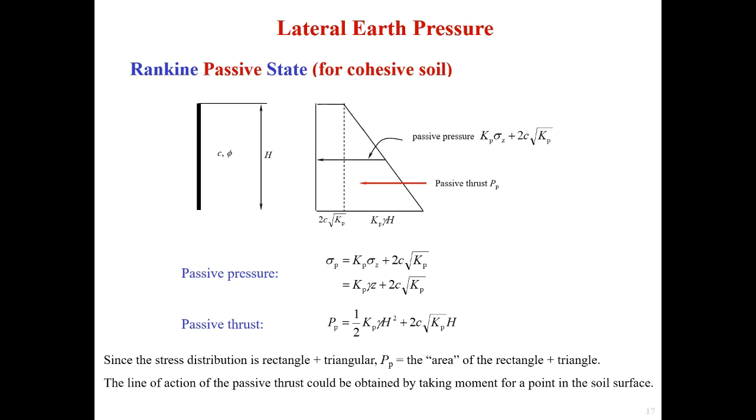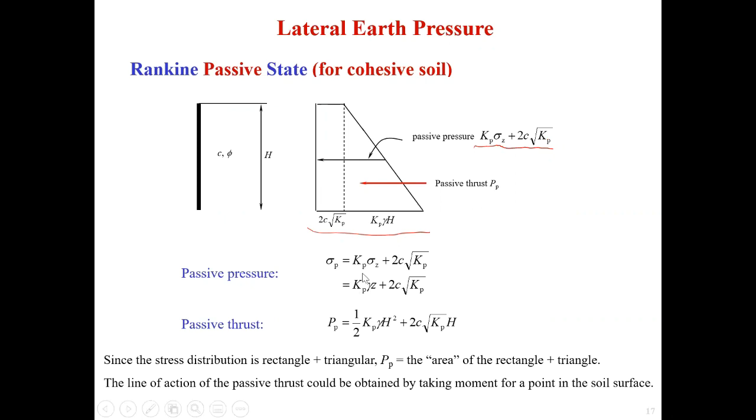The previous case was for the cohesionless case, because we didn't consider cohesion for the passive case. For the cohesive soil, this will be the stress distribution in the passive state. Now the passive pressure could be expressed as Kp times sigma z plus 2c times square root of Kp, which is the combination of the passive pressure without cohesion and the cohesion pressure. This time the cohesion acts in the positive way, so it contributes to the total passive pressure. But in the active case, you have to subtract that cohesion component.